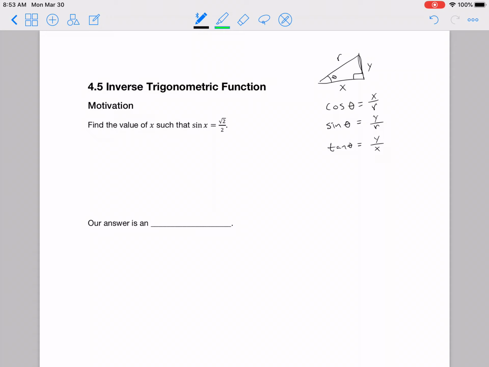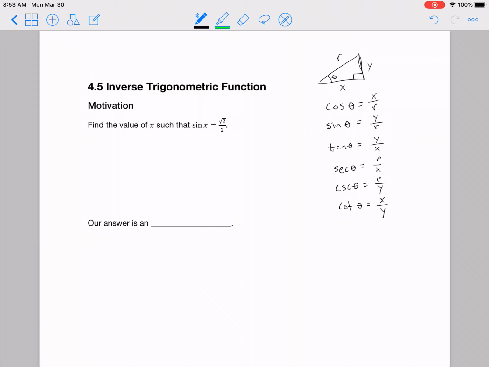The hypotenuse would cancel. Secant of theta is the reciprocal of cosine, so it's going to be r over x. Cosecant of theta is the reciprocal of sine of theta, so it's r over y. And then cotangent is the reciprocal of tangent, so it's going to be x over y.